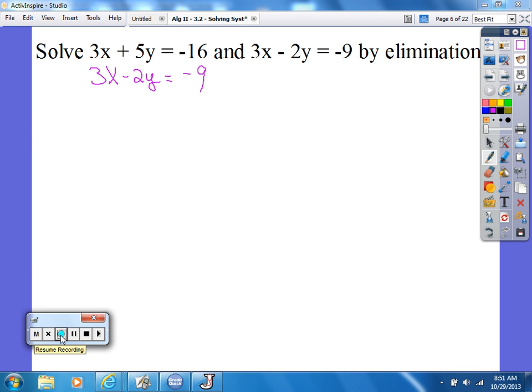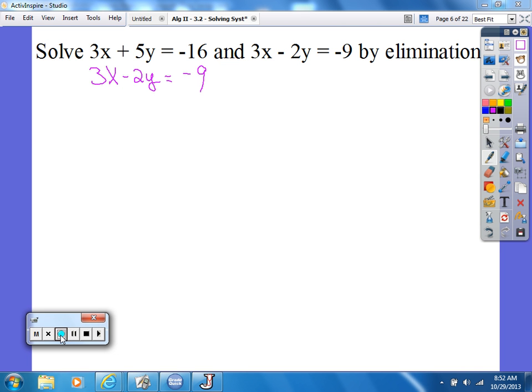Why should I not use substitution other than it says solve it by elimination? Okay. When should I use substitution? When one of the letters is solved for. Here, none of the letters is solved for, right? Right. I could use substitution. I like the easy way, so I'm going to use elimination.